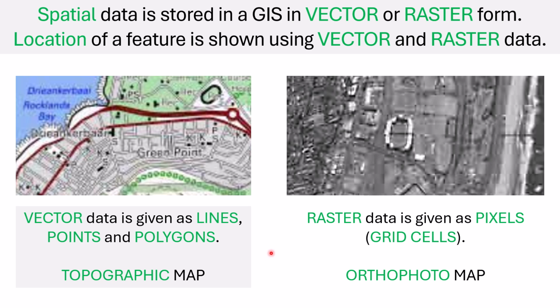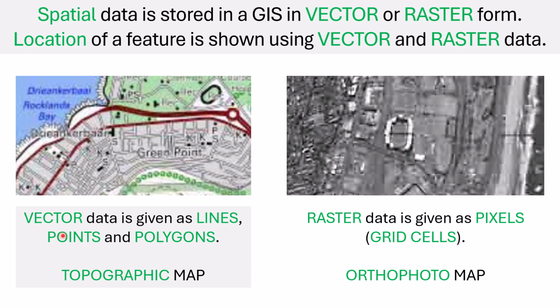So here are the other two common definitions you are expected to know. The difference between vector and raster data. So spatial data, which is locational data, is stored in the GIS in two ways. Information or data on the location of a feature can be stored in the GIS in vector form, or it can be stored in the GIS in raster form. We simply speak about vector data and raster data. It simply refers to the way in which the data is stored inside the GIS.